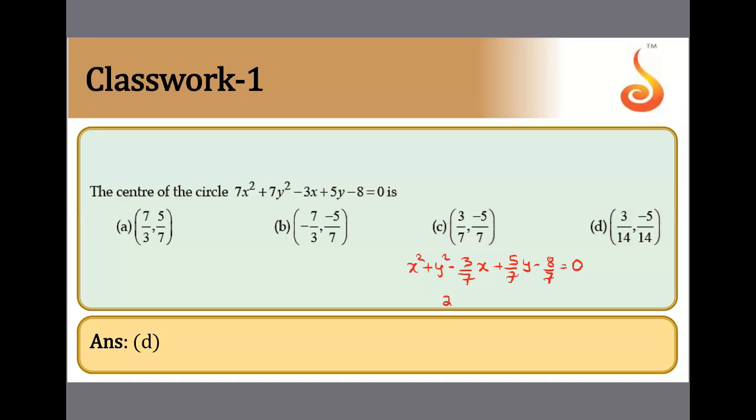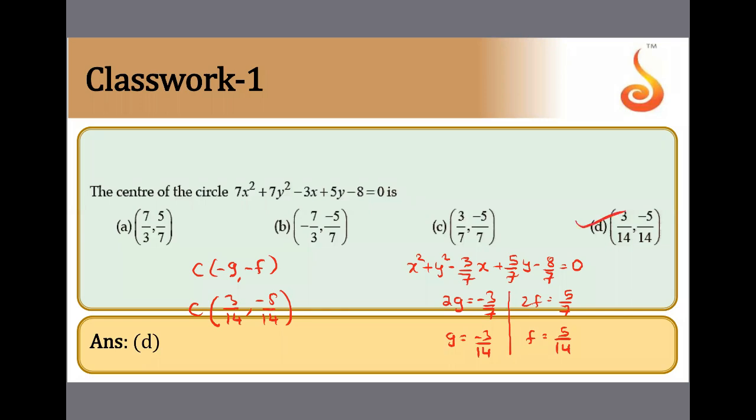So you get 2g equal to minus 3 by 7, g equal to minus 3 by 14. Similarly, 2f is equal to 5 by 7, f is equal to 5 by 14. Coordinates of center is (minus g, minus f). So coordinates of center becomes (3 by 14, minus 5 by 14).